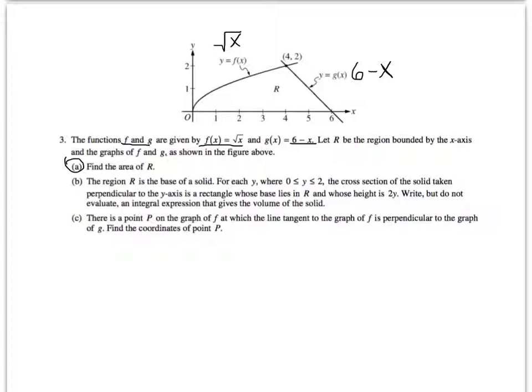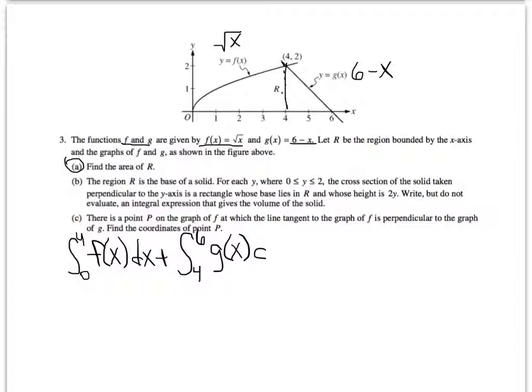So we know to find area, we take the integral of our function. Well, look at this. We've got two parts here that we have to find the area of. First of all, the limits would be 0 to 4 of f of x. That'll give us the area under that curve, plus then the area from 4 to 6 of g of x dx. Okay, now we can substitute the functions into the integral. So we have the integral of the square root of x dx plus the integral from 4 to 6 of 6 minus x.